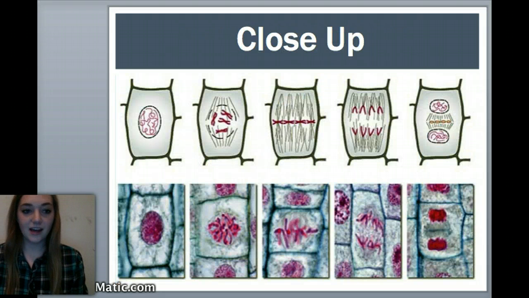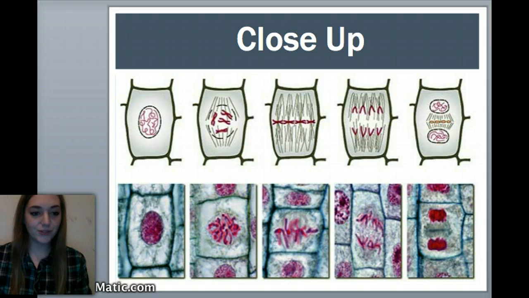And here is an up close and personal version of that. So it's a little easier to see, and it's very cool to look at them under the microscope. So I'm really hoping we'll be able to do that as well.